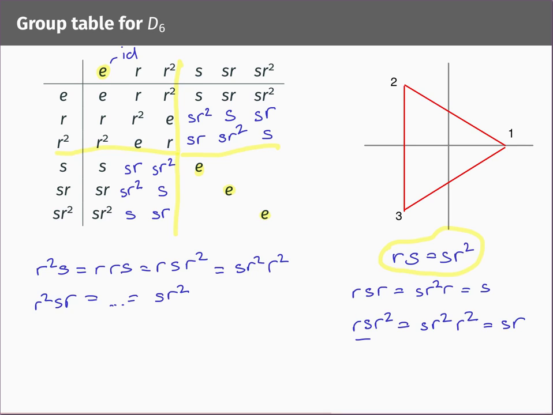But the ones where we have to do some work are things like, well, what have I got? S times R. Okay, that's easy. Because S squared is the identity. So I put an R here. And S times SR squared. That one's also easy because you get SSR squared, so it's just R squared.